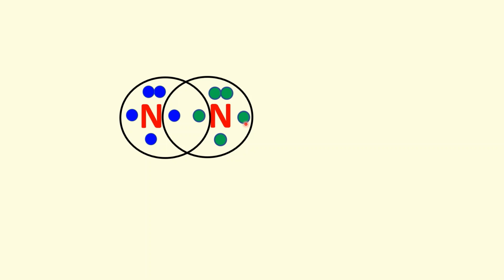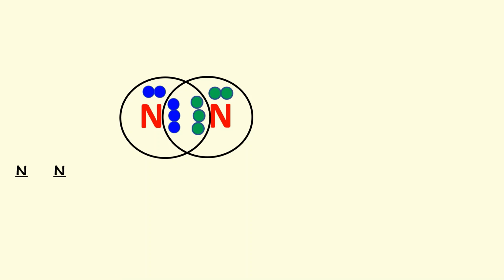In order to show they're being shared, we need to write them in between the symbols or in the overlapping circles. So I'm going to move the ones on the bottom up in between both element symbols. And I'm going to move the ones on the outside in the middle between the two elements, again in the overlapping circles. Now if we count, we see 1, 2, 3, 4, 5, 6, 7, 8 available for the nitrogen that was on the left, and 1, 2, 3, 4, 5, 6, 7, 8 for the nitrogen that's on the right. Let's check our work.